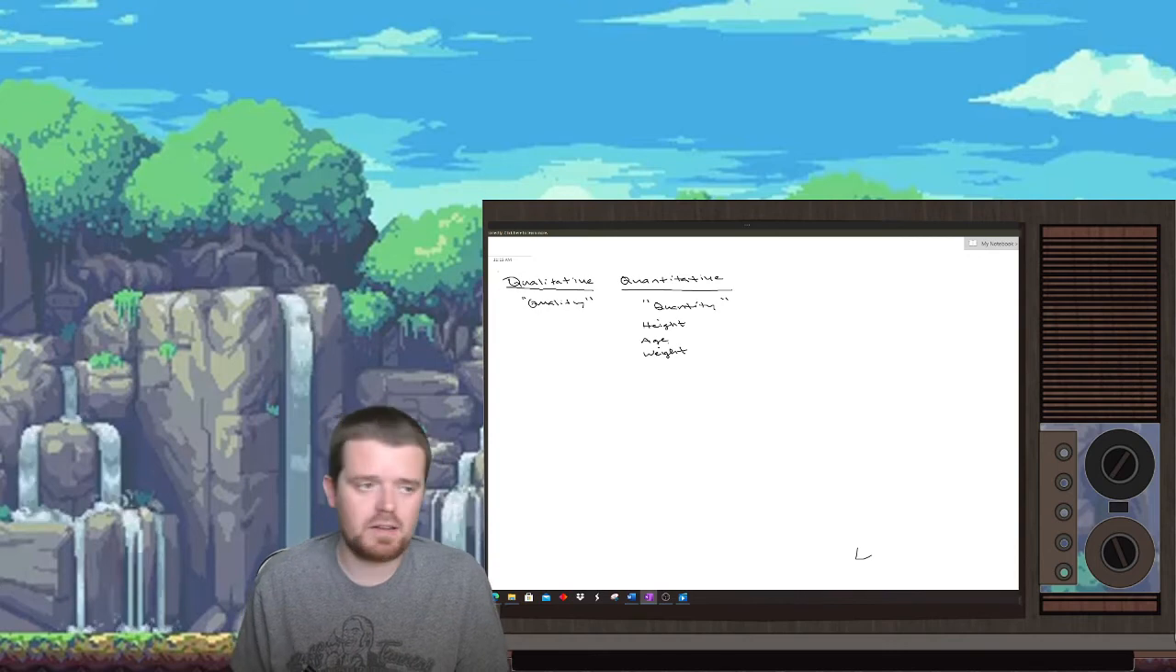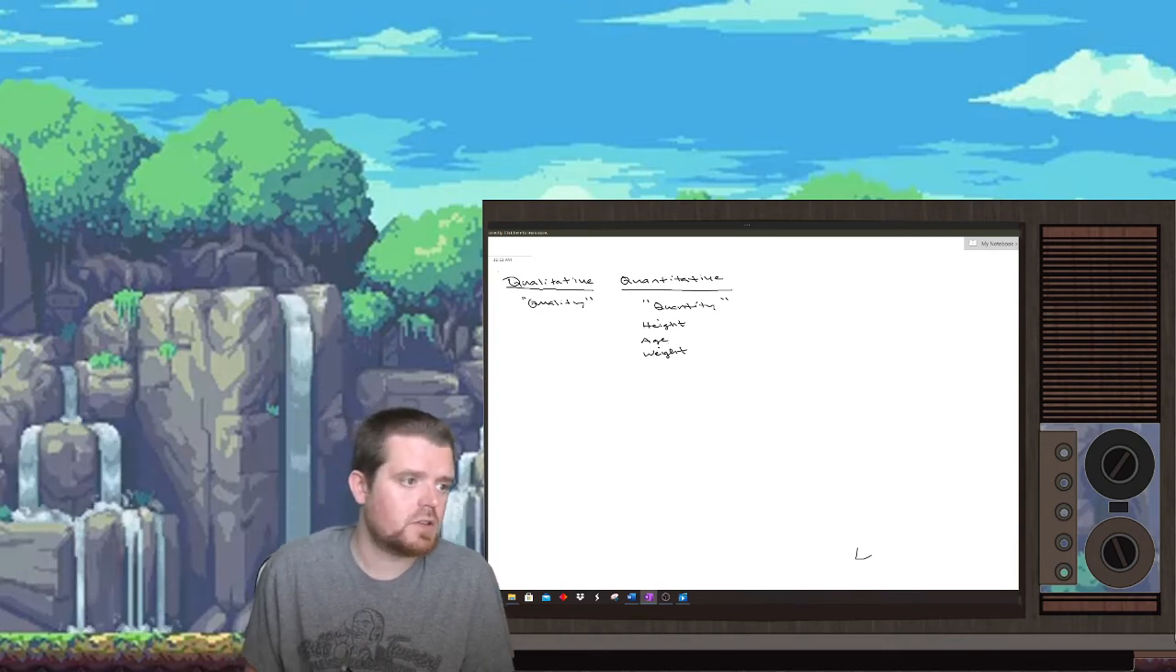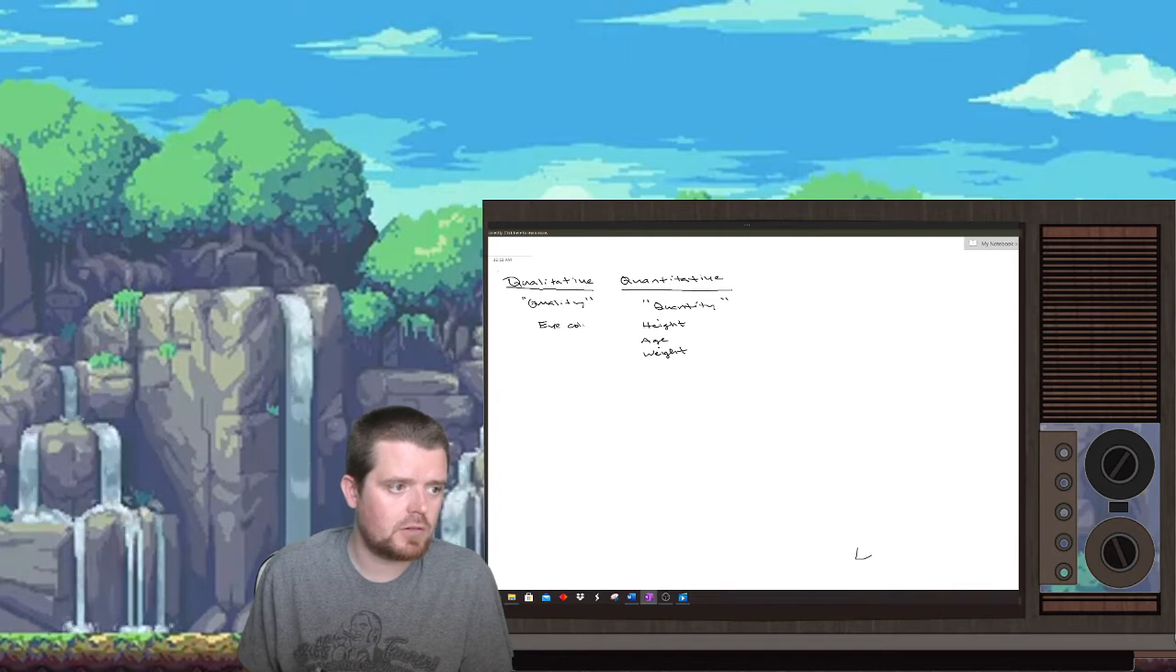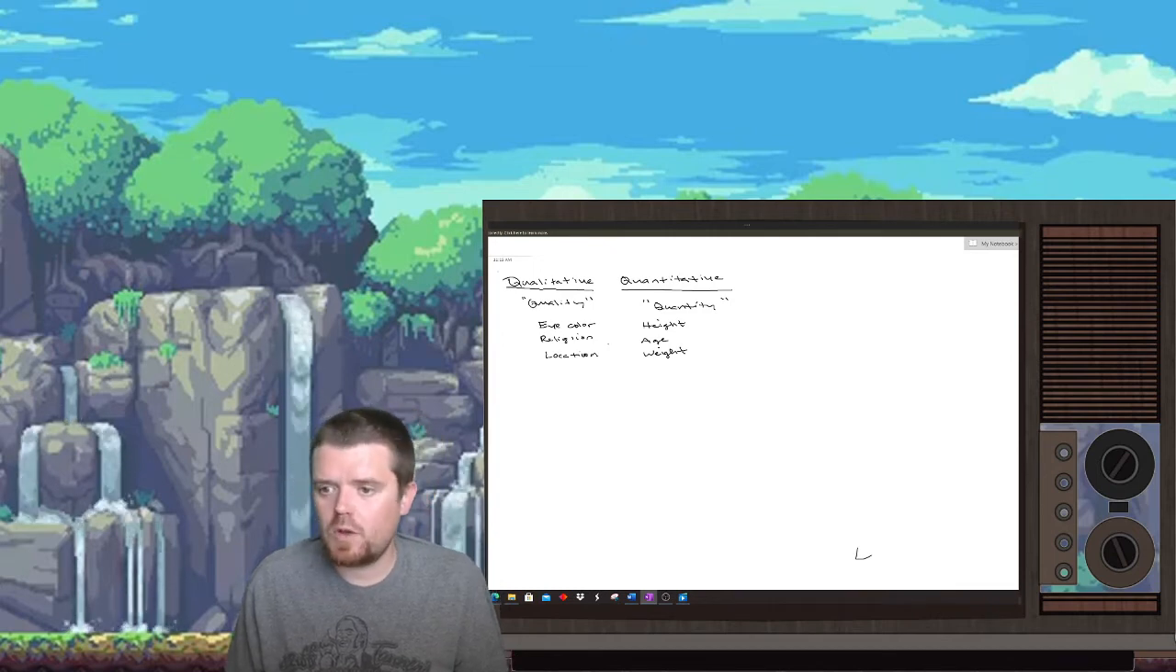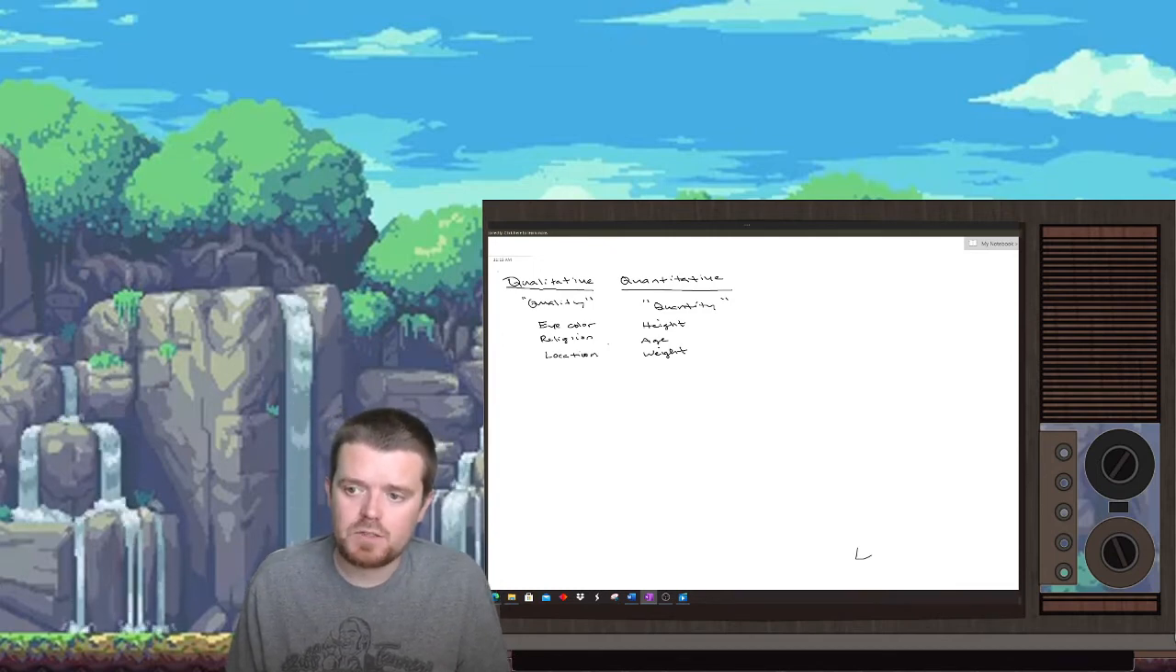Whereas qualitative data is a quality. So let's say something like eye color, religious preference, location. Each of those would be a quality. So qualitative, quantitative, you want to be able to distinguish between those two.